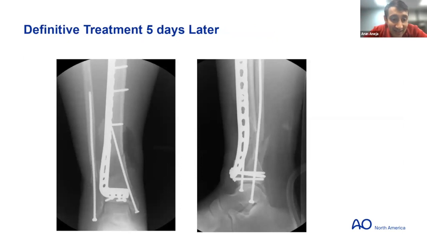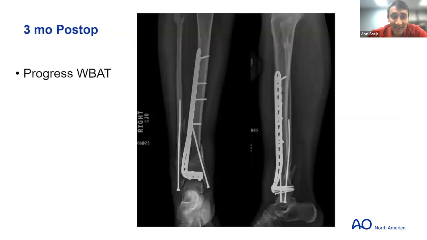Five days later, I take it back to the OR for definitive treatment and put some lag screws to the joint, screwed the fibula, and then placed a definitive anterolateral plate. Here you can see I've taken away the provisional plate that they placed. The patient's doing well overall, wounds healed on the medial side, and she comes back to clinic at about 3 months.